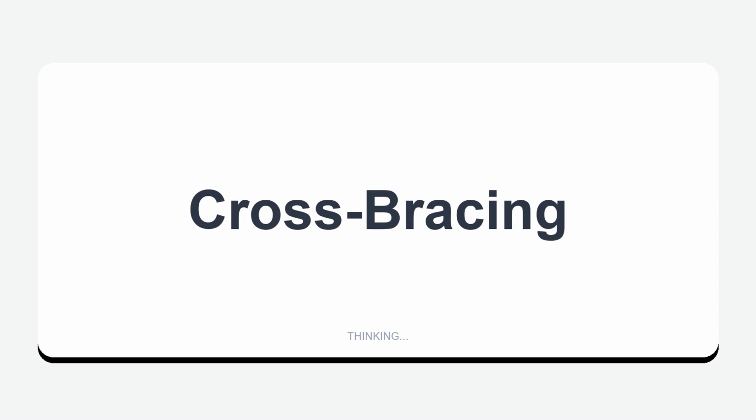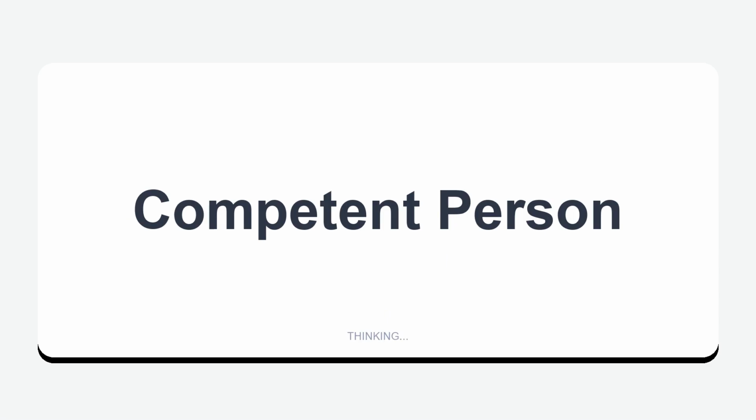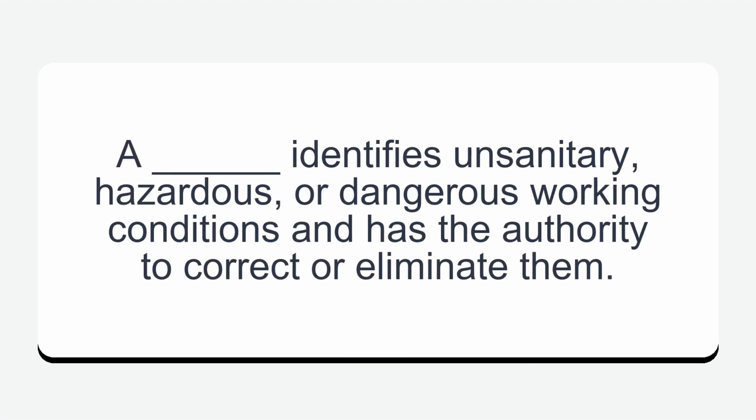Cross bracing: placed halfway between the toeboard and the top rail on a scaffold. Competent person: a competent person identifies unsanitary, hazardous, or dangerous working conditions and has the authority to correct or eliminate them.